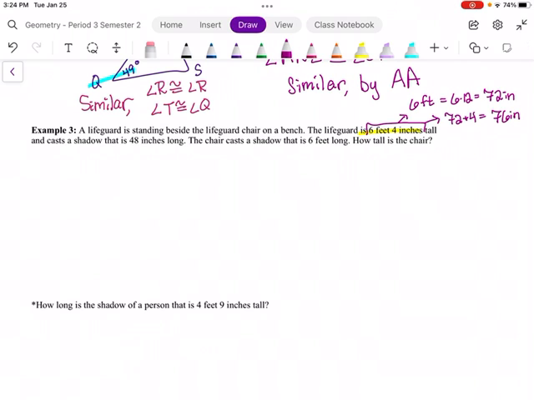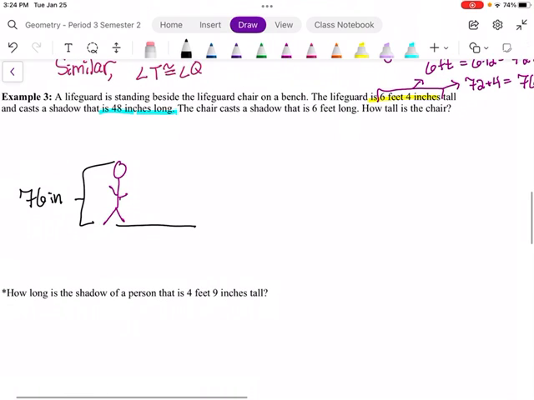So I'm going to draw my little lifeguard over here. And he or she is going to be 76 inches. All right, my next piece of information they tell us is that this person cast a shadow that's 48 inches long. So their shadow can be down here. And we know that this shadow is 48 inches.